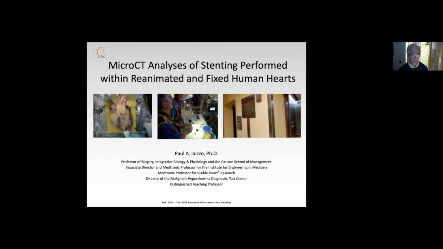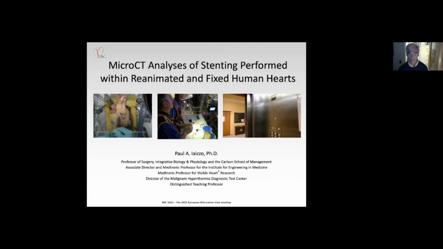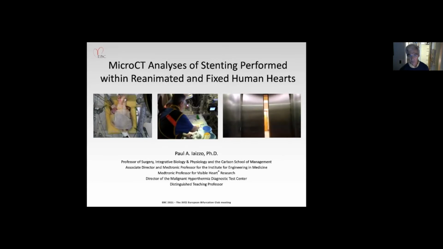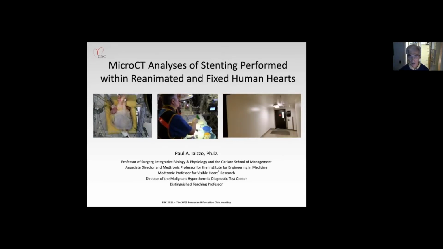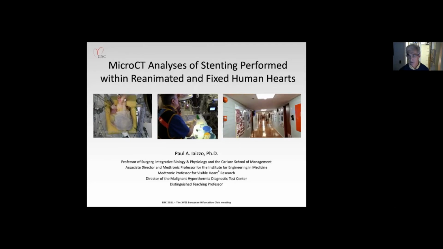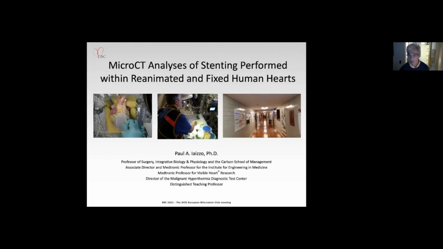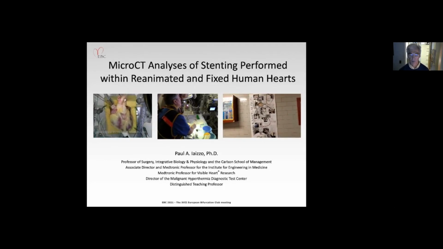You can see one of those reanimated hearts on the video on the left. EBC members performing stenting procedures within the Visible Heart Lab. The lab is located in the basement of the Mayo building. A lot of history in this building. It's the place where some of the first open heart surgeries were performed anywhere in the world.